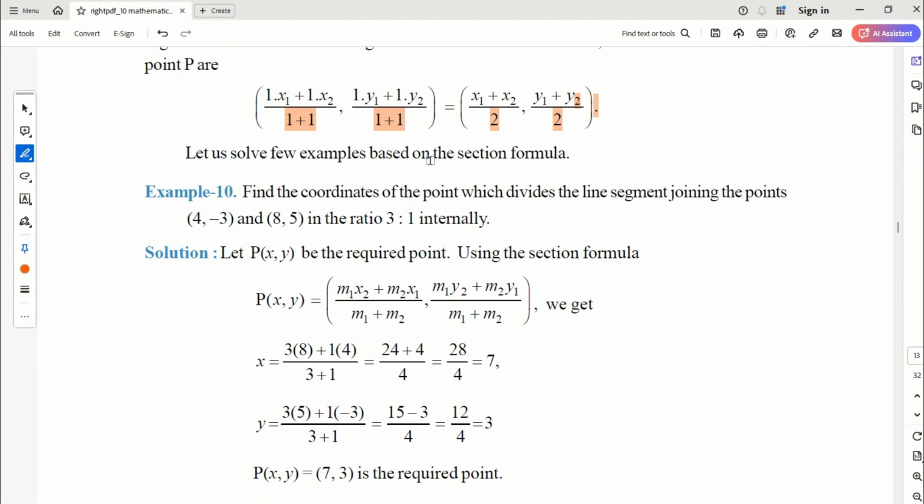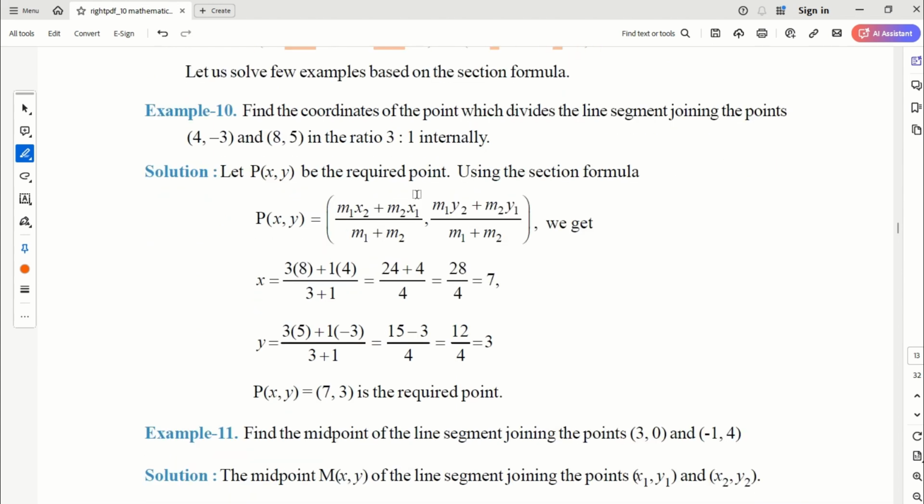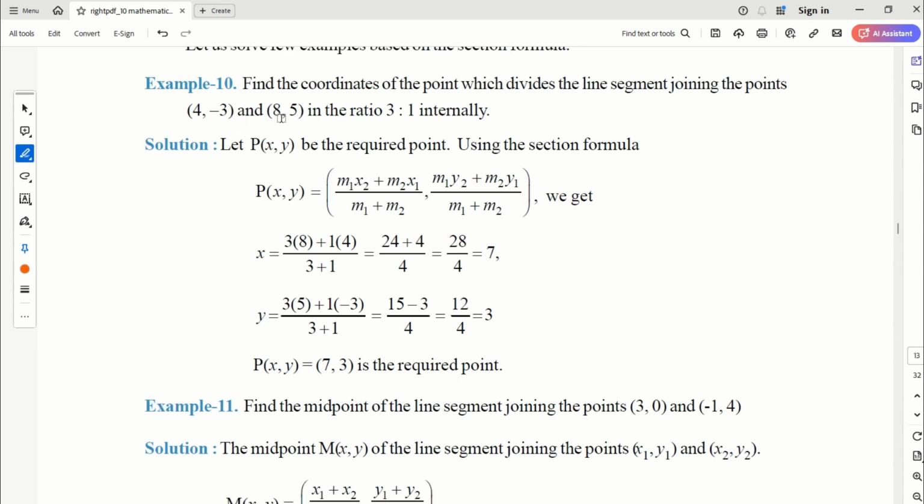So let's see some examples where the section formula can be used. The straightforward question is, you are given 2 points and you have to divide them in a 3:1 ratio. You will simply apply the formula. Here m1 is 3, m2 is 1. First x2 will come, right? Reverse order, x2, x1. Similarly on the y side. So you will get (7, 3) as the required point.